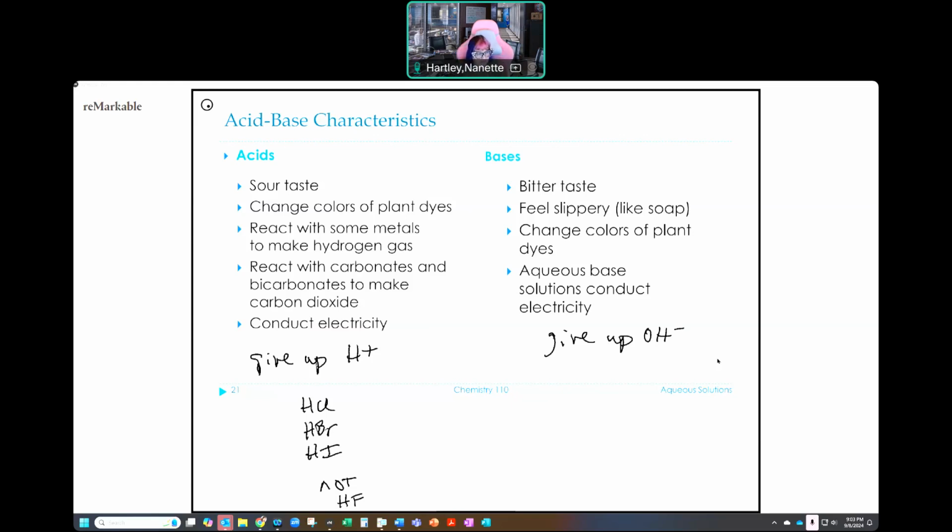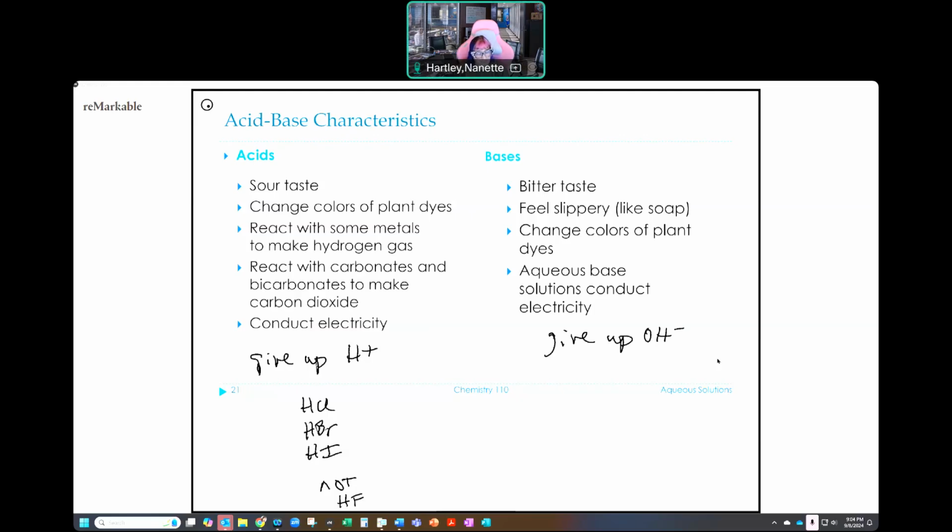Acids have sour taste. You know this. Lemons are acidic. They change colors of plant dyes. They react with some metals to make hydrogen gas. They react with carbonates and bicarbonates to make carbon dioxide. And they tend to conduct electricity. So that is something that they are capable of doing.